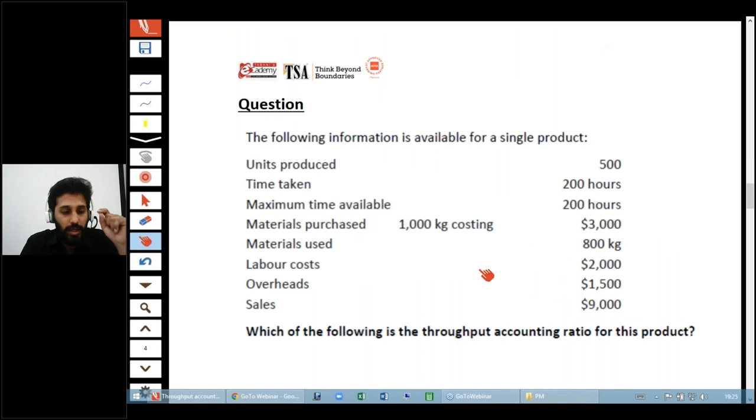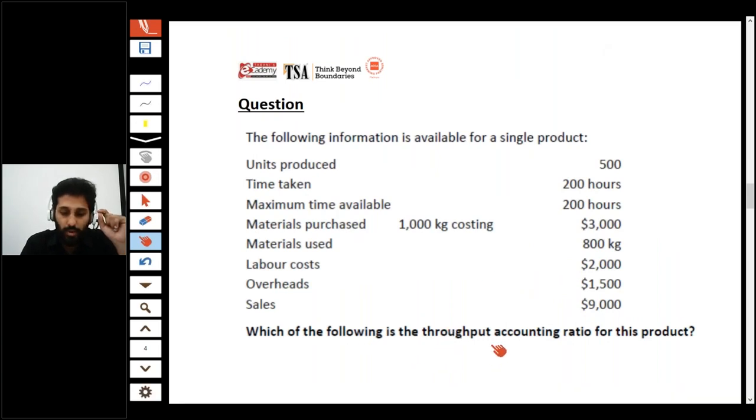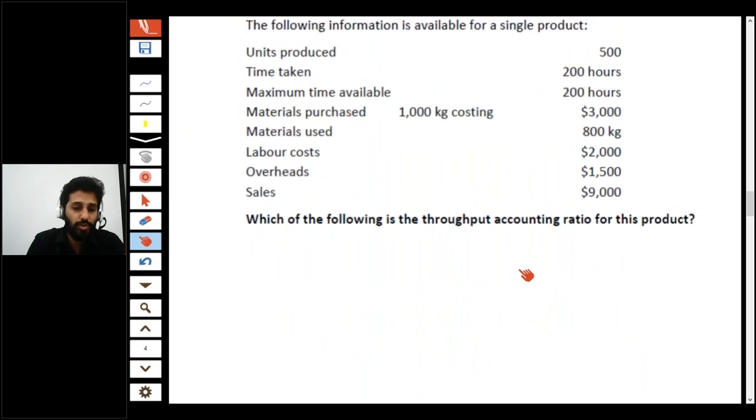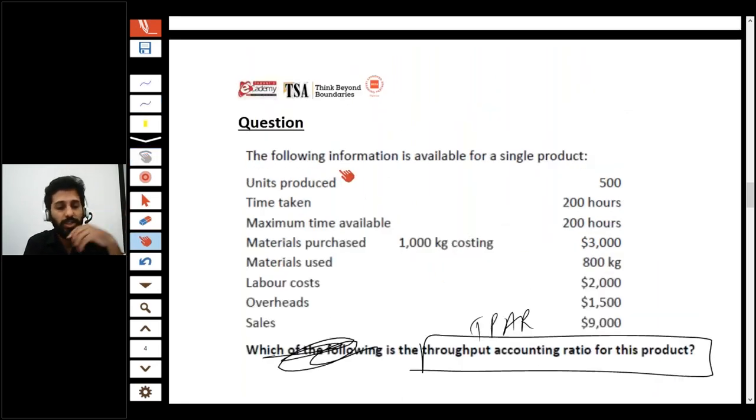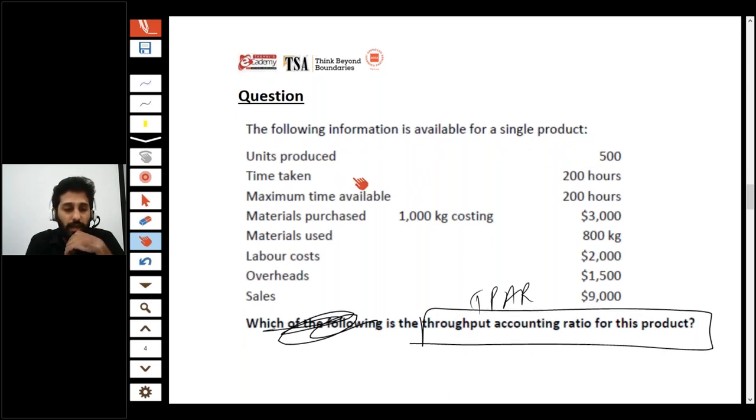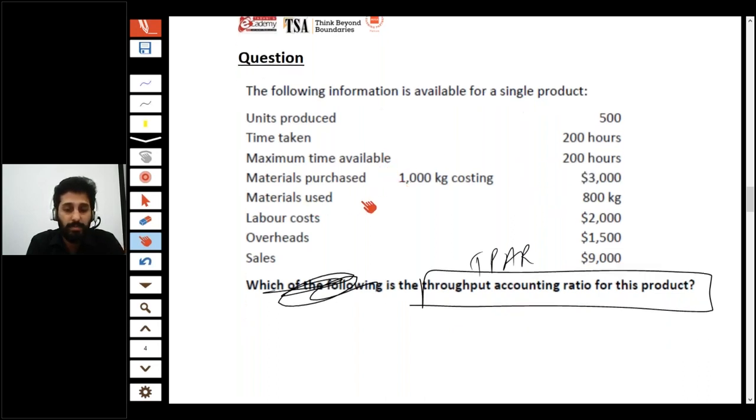This is a simple question. Which of the following is the throughput accounting ratio for this product? So you just need to calculate the throughput accounting ratio, that is TPAR. The information is available for a single product. Units produced 500, time taken 200 hours, maximum time available 200 hours, material purchased, material used. You will take material purchased because throughput is after purchasing the raw material. So material purchased is 3000.